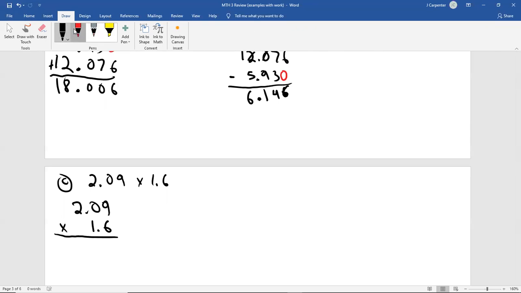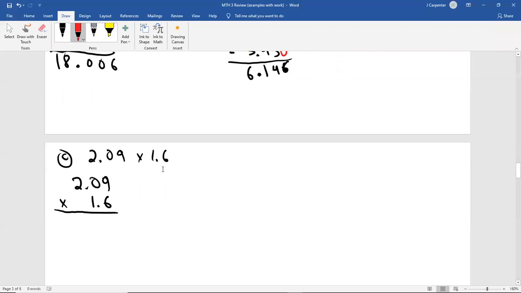Then the 9 times the 6, I'll show my work in red for the first row. 9 times 6 is 54. Carry the 5. 0 times 6 is 0, plus the 5 is 5. 2 times 6 is 12. We're done with the 6.